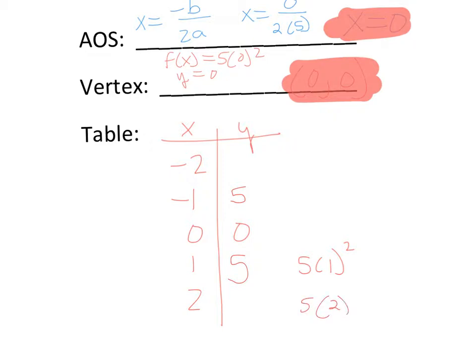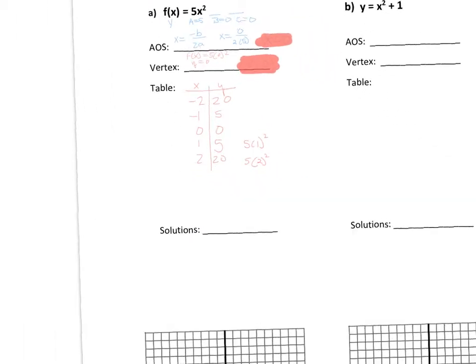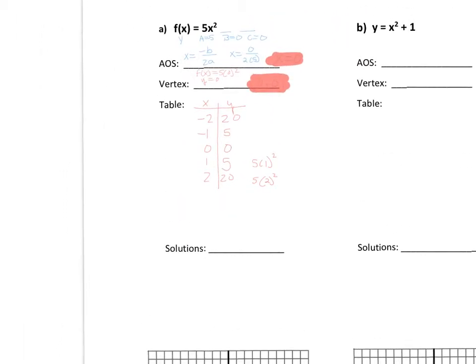All right, and then I go to the next one. 5 times 2 squared. Okay, so I'm going to take 2 squared is 4. 4 times 5 is 20. And we're going to put 20 there. And remember, it's symmetrical, so I put it on both sides. All right, so let's go ahead, go down here, and let's kind of figure out our graph. We'll fill in the solutions here in a little bit.